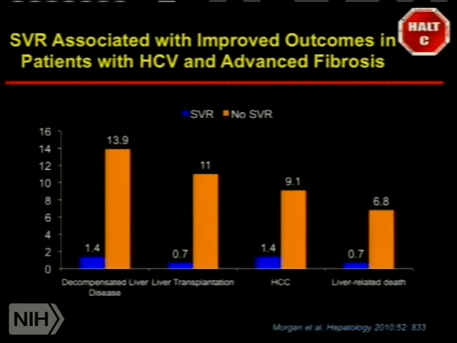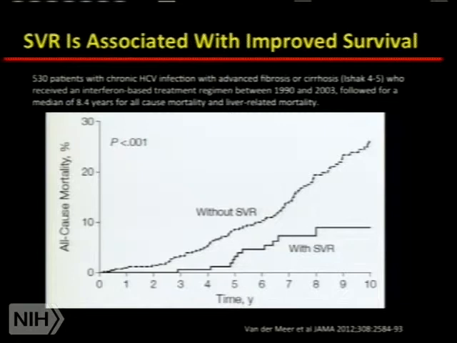And what you can see here is that individuals who achieved an SVR and who had advanced fibrosis had a tenfold reduction in rates of decompensated liver disease, need for liver transplantation, and liver-related death. The risk reduction in liver cancer was not as great, but was still markedly significant compared to those individuals who failed to achieve an SVR. But more importantly, there's now recent data showing that SVR is associated with improved survival.